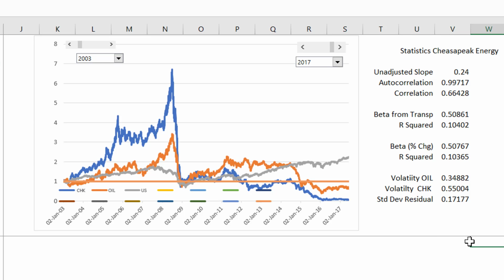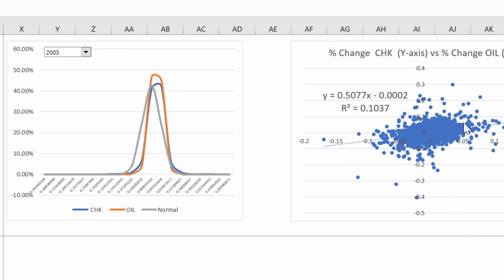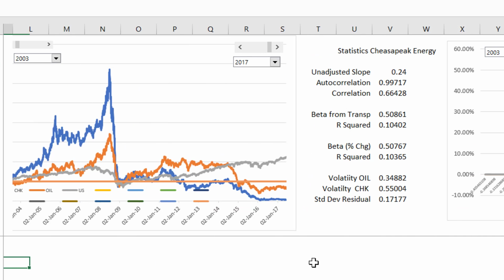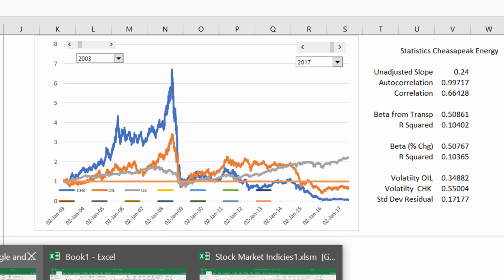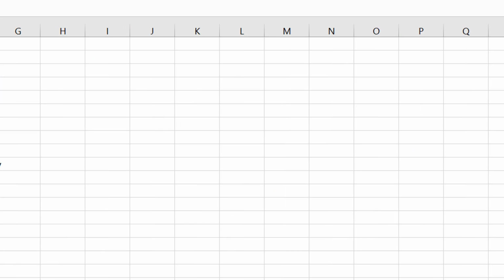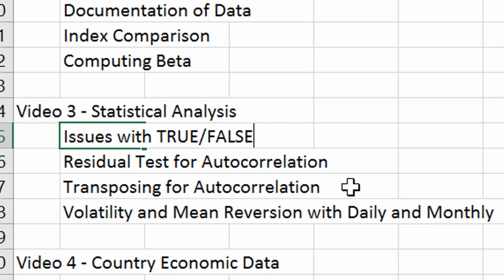Okay, and then we can make a scatter plot of all of this and have the same equation here. Now I want to walk through what all this business of transposing the beta and taking the percent change is, and how to actually compute the volatility. I'm going to introduce the subject a little bit. I want to show you in this video how you can use the true false or the offset function. I'm not sure.